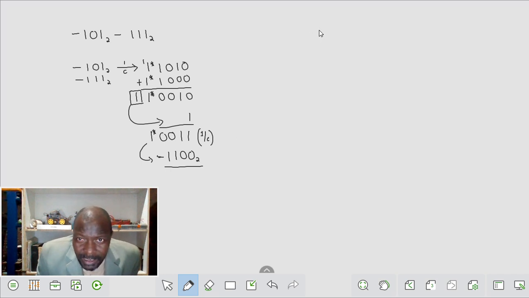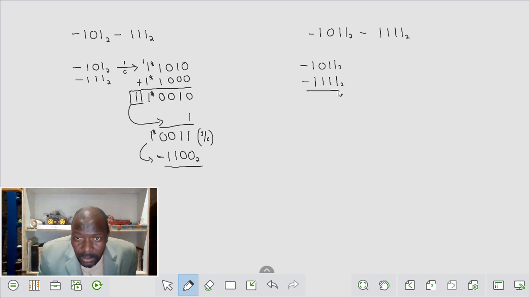Let's do another number. Let's say we have 1, 0, 1, 1, which is 11, subtracting 1, 1, 1, 1, which is 15. Both of them are negative: minus 1, 1, 1, 1 base 2. All right, what do we then do? This is negative, so we assign the sign. But then we are going to assign the buffer. The buffer was a 0. It's going to be converted to a 1 when you do the complement.